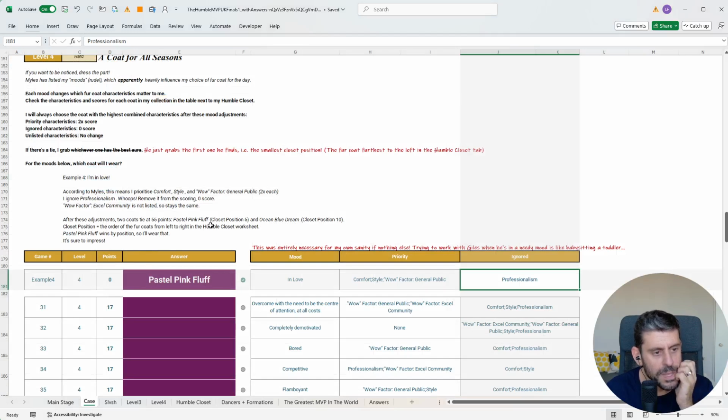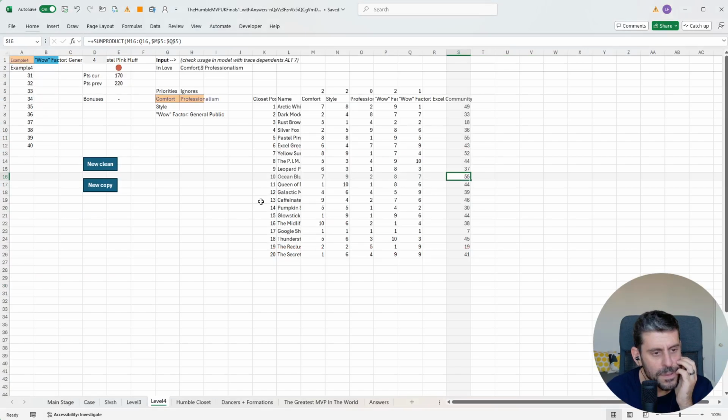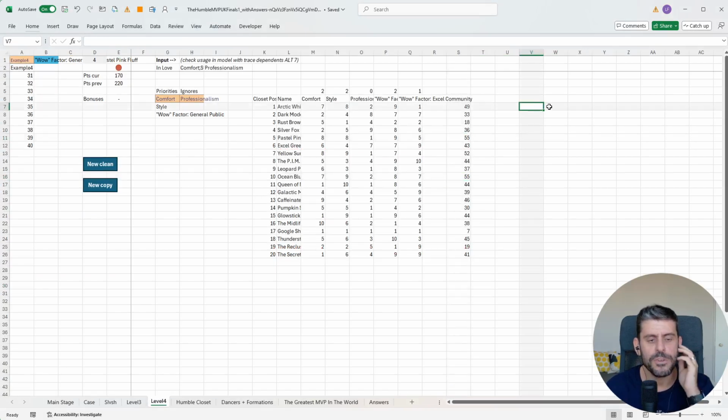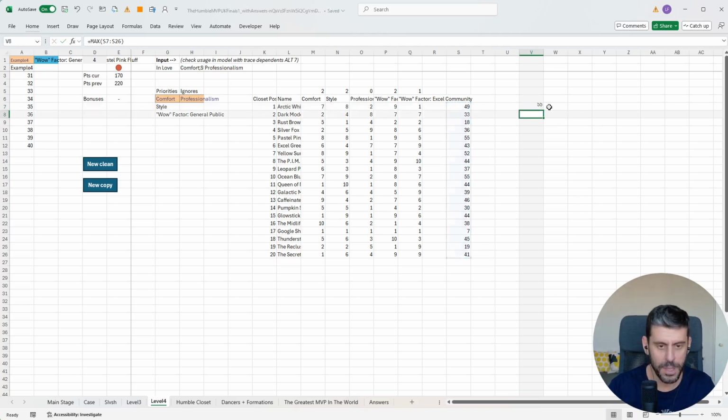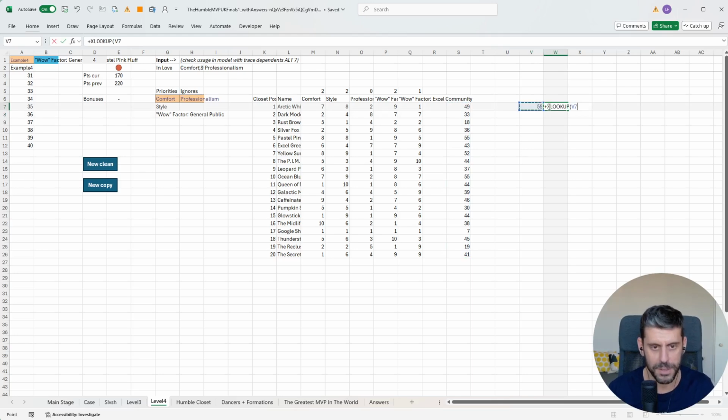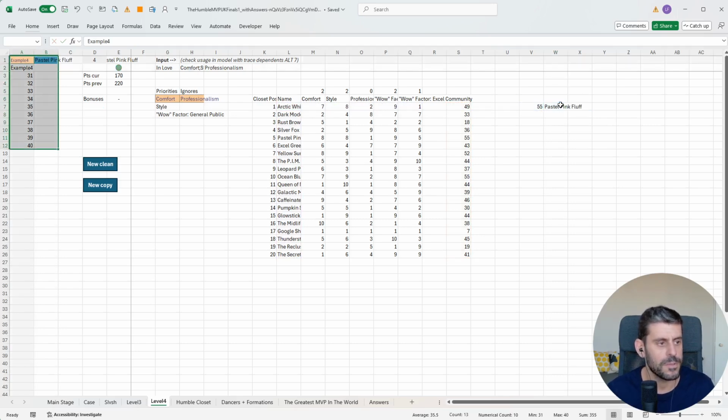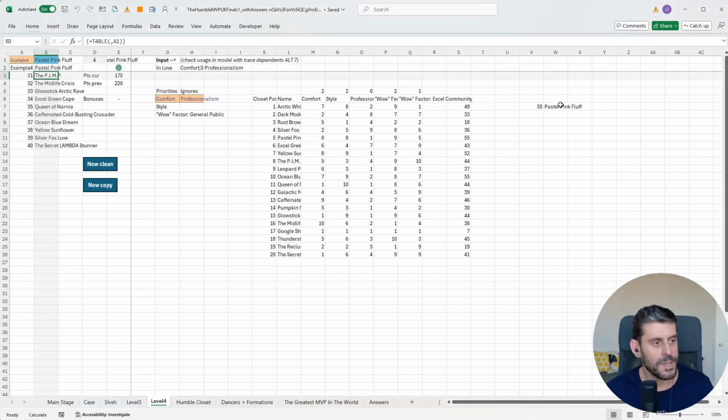Pastel pink fluff. Yeah, true. So actually you take the maximum, and then it says that you just take the first one in order. So it's just a simple XLOOKUP and you will get the first one. So touching the formula here, and that's it. And so far so good.